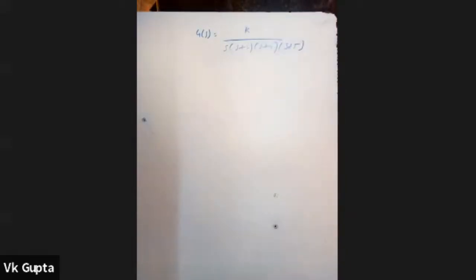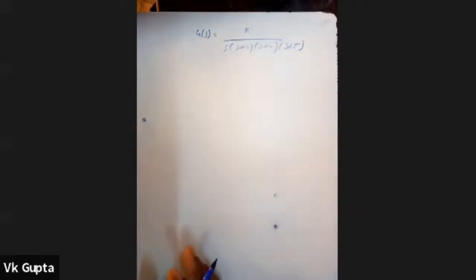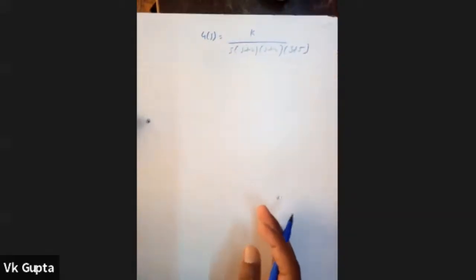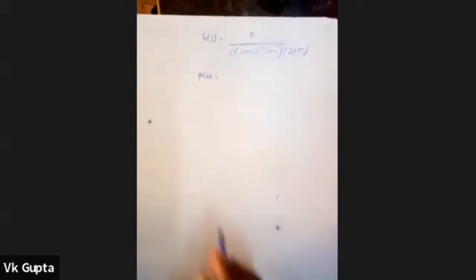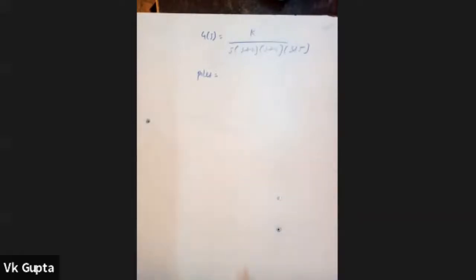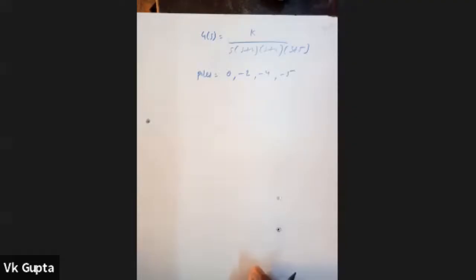Now, let us start with the number of poles. We have 4 poles. What are the poles? 0, minus 2, minus 4, minus 5. These are our poles.